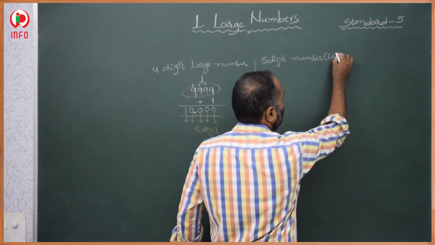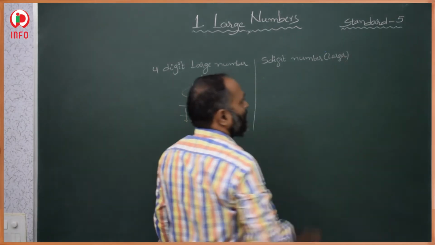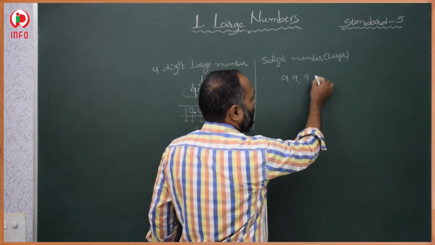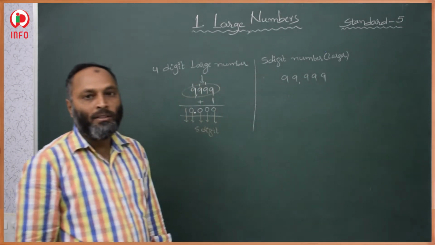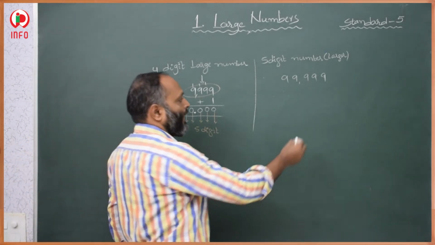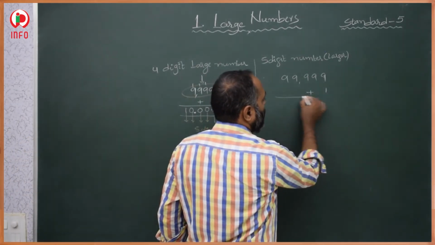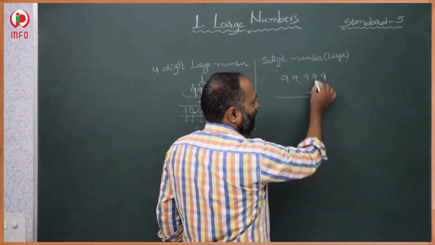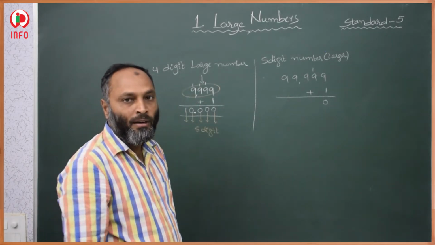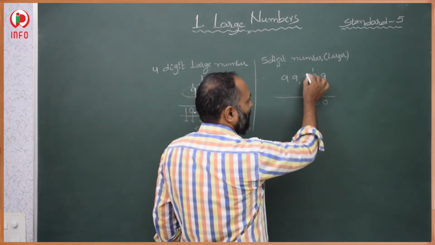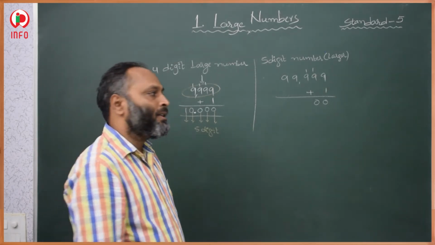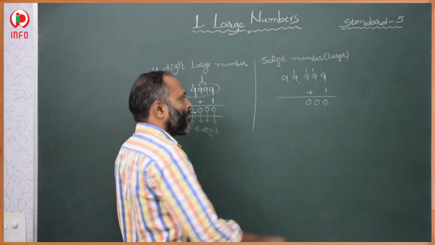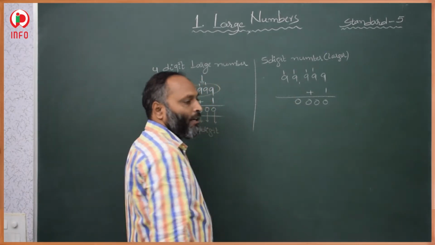In the same way, the 5-digit largest number is 99,999. For this number, if we add plus 1, what happens? 9 plus 1 is 10, 10 means 0 here and 1 here. Again 9 plus 1 is 10, 0 here and 1 here. Again, and again, and finally 9 plus 1 is 10.